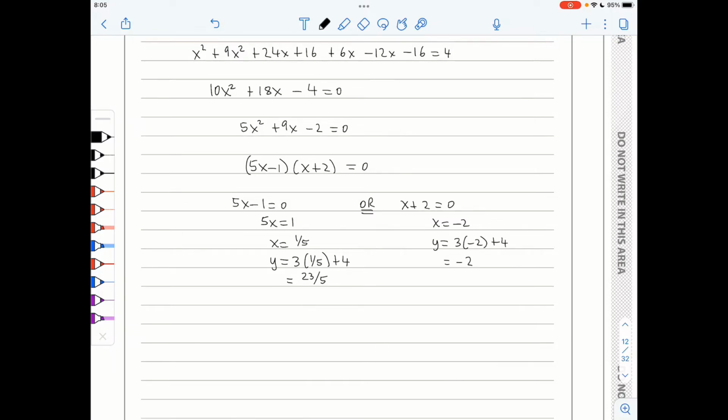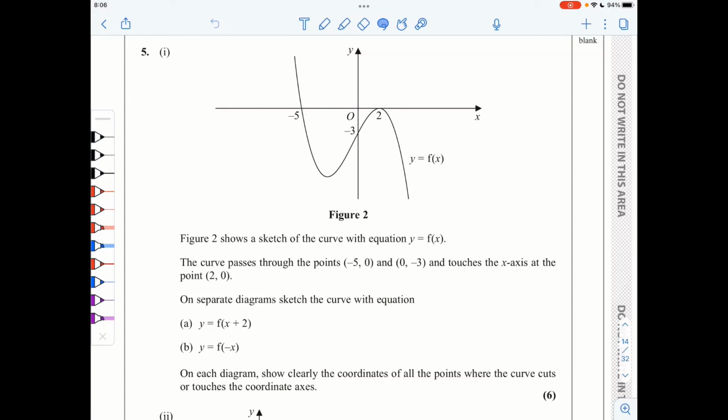In question 5, we are being given a sketch of f of x. We clearly see cuts on the x-axis at minus 5 and 2, and a cut on the y-axis at negative 3. And on separate diagrams, we need to sketch the curve with the equation y is f of x plus 2 and y is f of minus x.